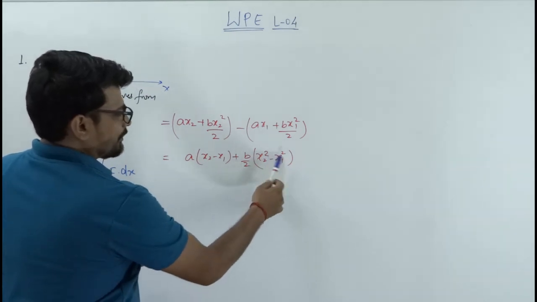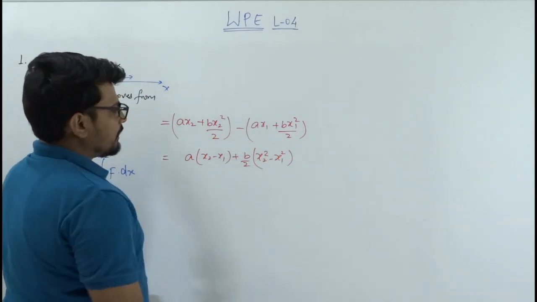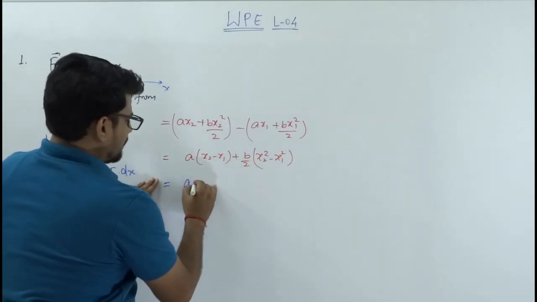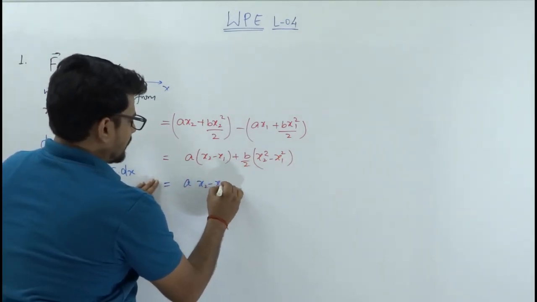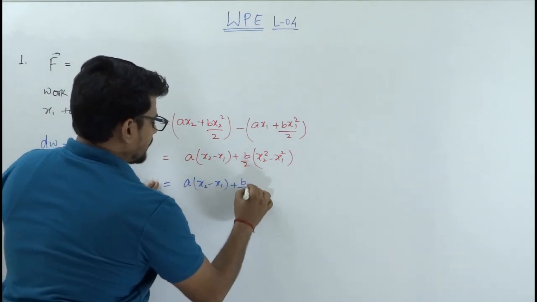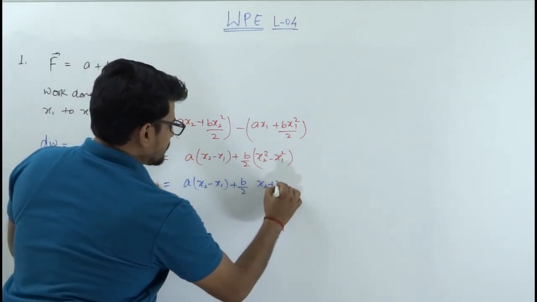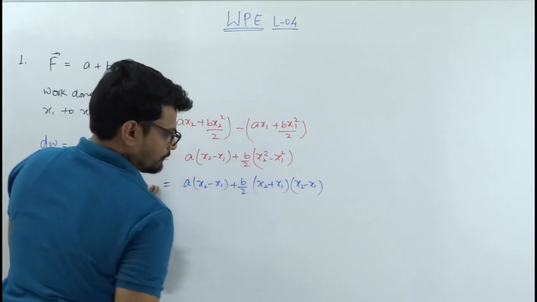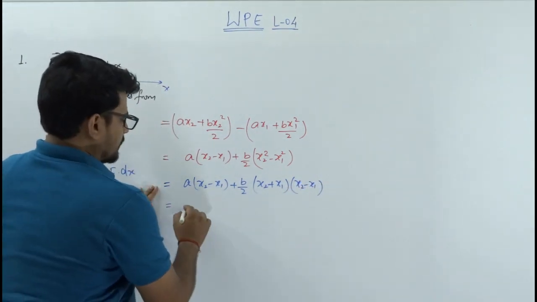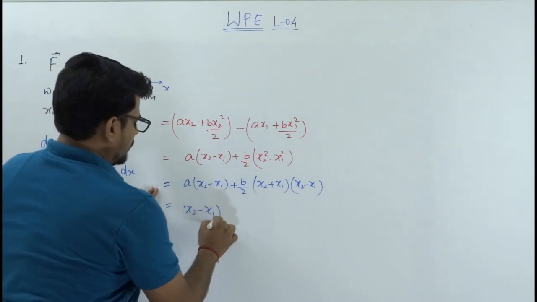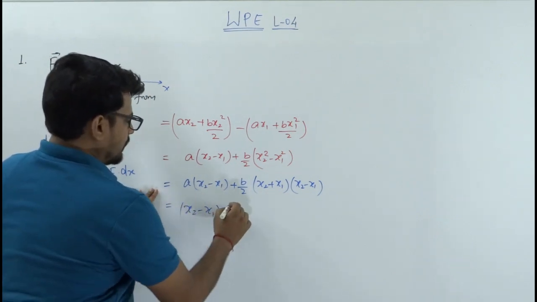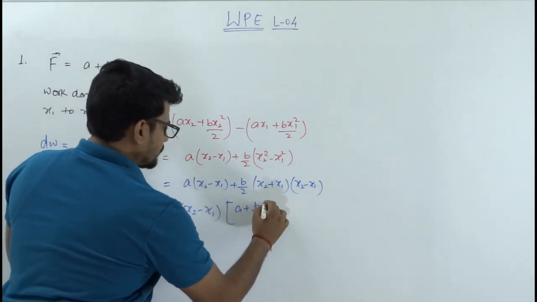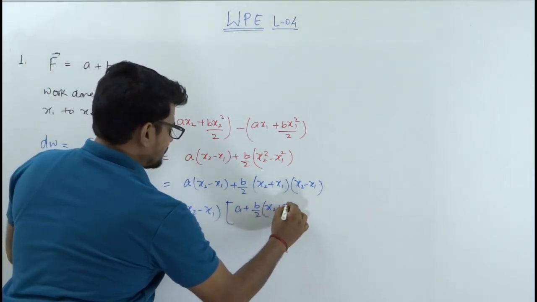आप इसको एक और स्टेप सिंप्लीफाई कर सकते हो. यूजिंग a square minus b square is going to be a plus b times a minus b. So if I do that, I should be having what? x2 minus x1 plus b upon 2. This could be written as x2 plus x1 times of x2 minus x1, which later on, we can take out one common factor, and I should be having just a plus b upon 2 times x2 plus x1.